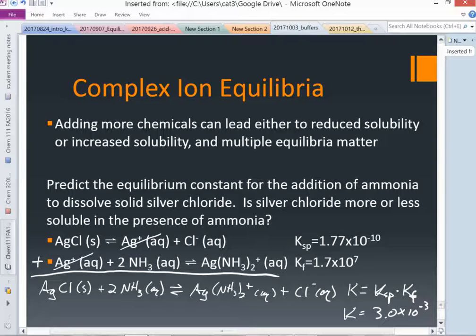This is probably the oldest trick in the chemist's book of how do I get a substance that doesn't want to dissolve to dissolve: couple it with another equilibrium that increases the overall equilibrium constant. This is how biology gets a lot of work done as well, including solubility.